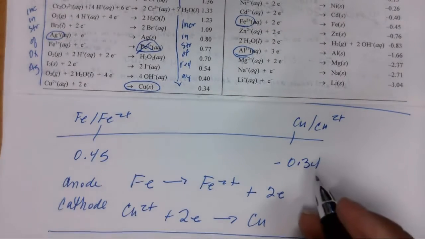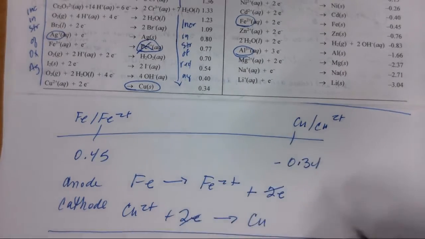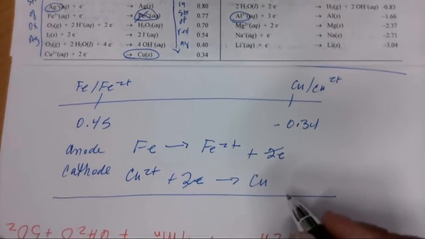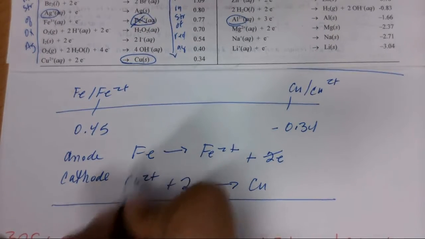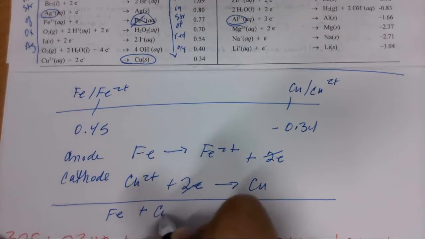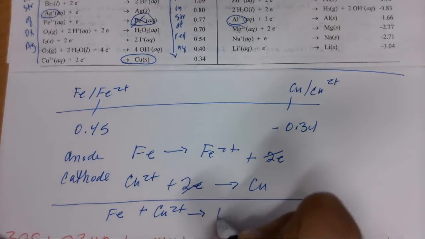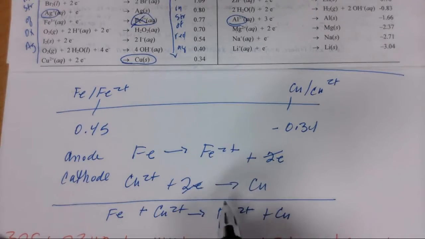You want to equalize your electrons, which just so happens they already are. And then when I look at this, what do I have? I've got Fe plus Cu2+ to give me Fe2+ and copper. Now, what happened here?